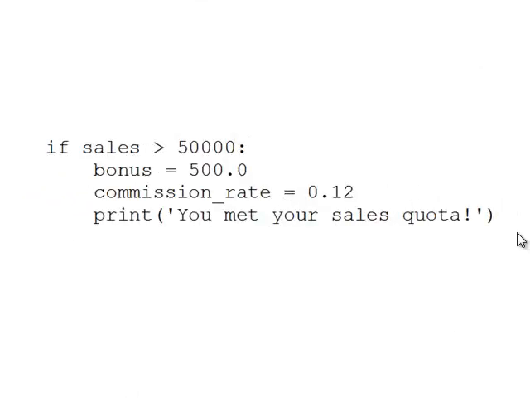In this if statement, the Boolean expression is sales greater than 50,000. So if this is true, if sales is greater than 50,000, the statements in this block will be executed. Bonus will be assigned the value 500, commission rate will be assigned 0.12, and this message, you met your sales quota, will be printed on the screen. But if the Boolean expression, sales greater than 50,000, is false, none of these statements will be executed.